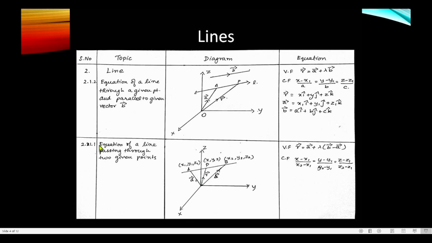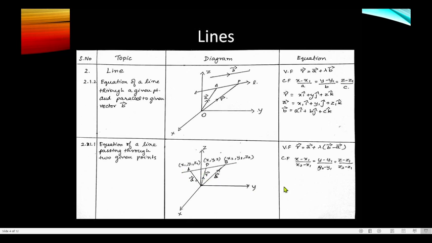The next concept is the equation of a line passing through two given points. It is passing through two given points x1 y1 z1 and x2 y2 z2. Now let's see the vector and Cartesian forms. Vector form is r vector equal to a vector plus lambda into b vector minus a vector. Cartesian form is x minus x1 divided by x2 minus x1, which is equal to y minus y1 divided by y2 minus y1, which is equal to z minus z1 divided by z2 minus z1. And as we know, what is a vector, what is b vector and what is r vector.